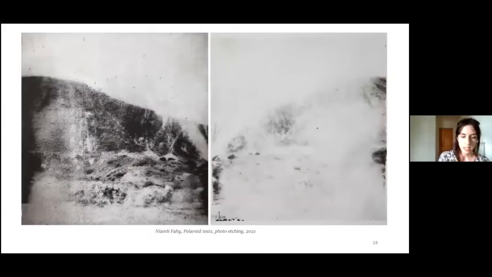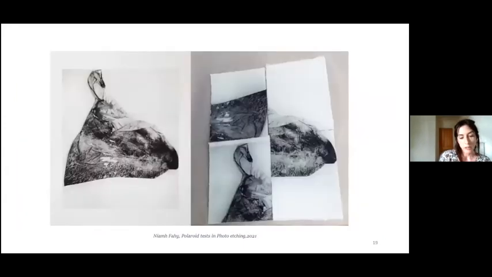Tests were also initiated in photopolymer etching. So I used Polaroid images and overexposed them to exaggerate the white mounds of clay, trying to create these ghostly impressions of something that's continuously forming and erasing. And further etchings were created through playing with fragmentation and the fluid rearrangement of the landscape.